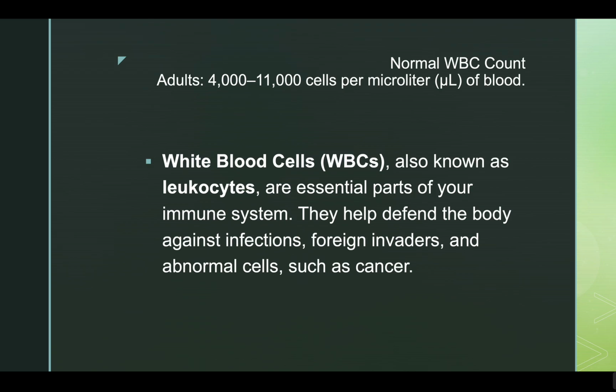I would say there are five different types of structured white blood cells that we know of. And when we talk about the normal white blood cell count in an adult, we are talking about the range of 4,000 to 11,000 cells per microliter of blood. So in a microliter of blood, you should have a normal range in an adult, both male and female, of 4,000 to 11,000.